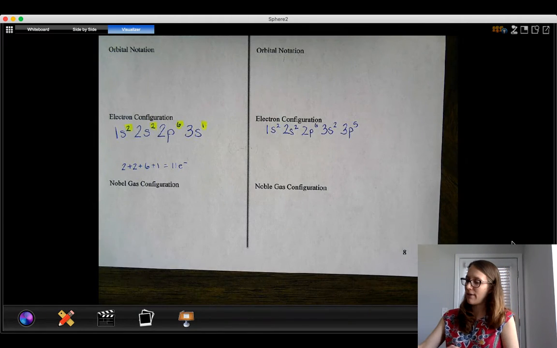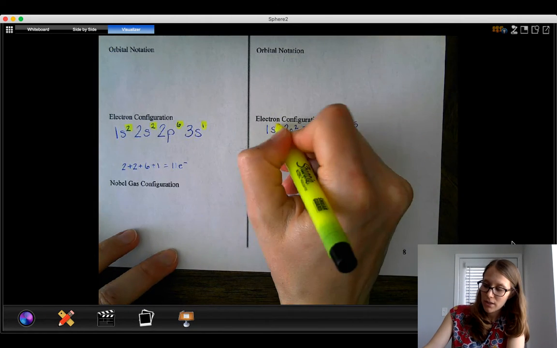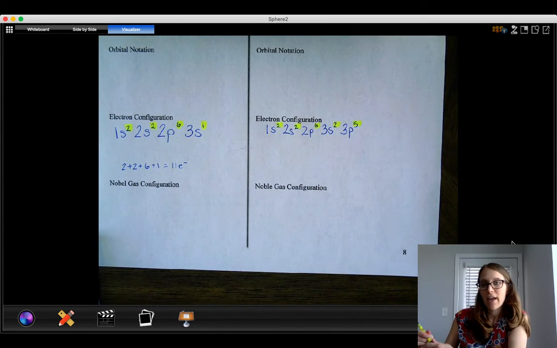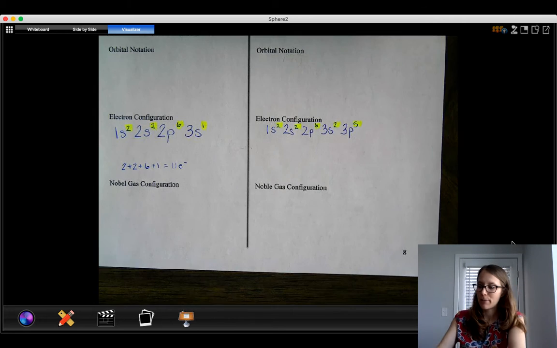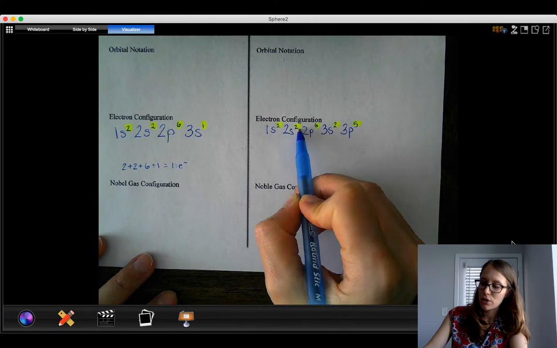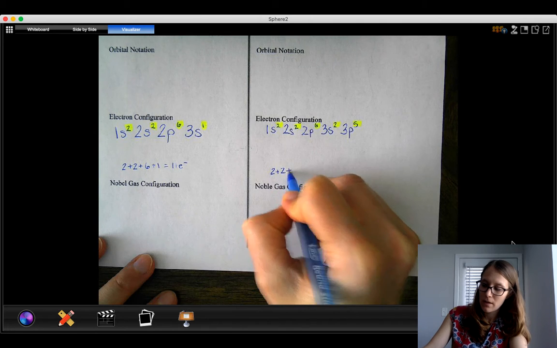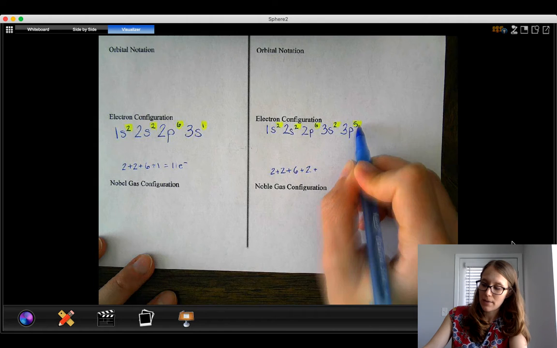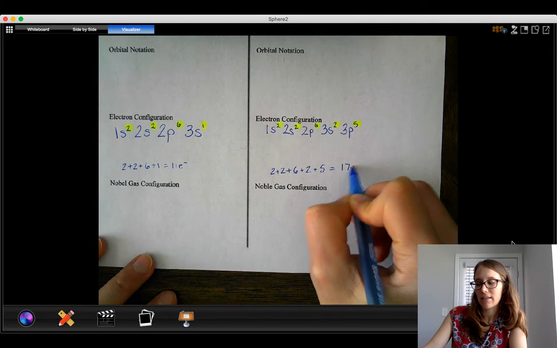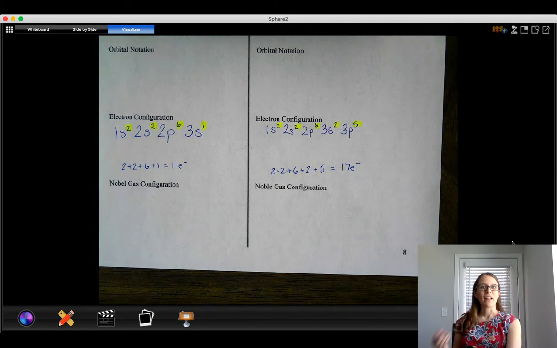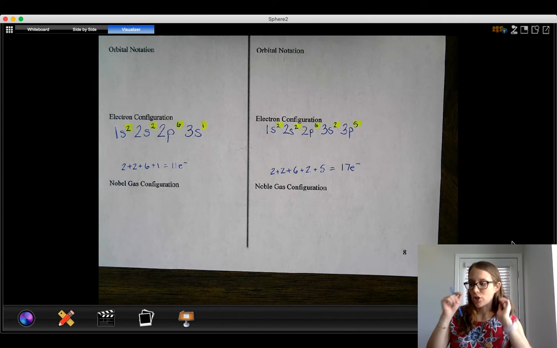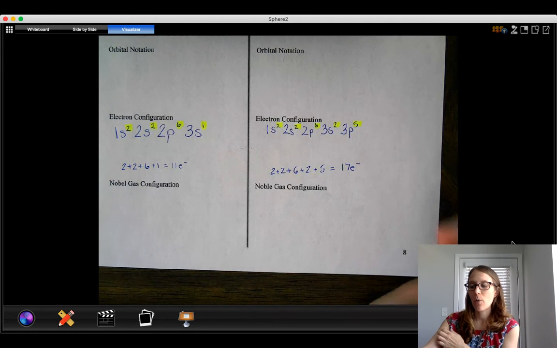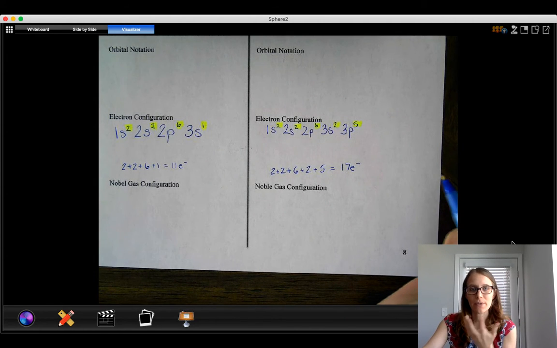Again, from here, if we look, we said 2 electrons live here, and 2, and 6, and 2, and 5. So we've identified all these different electrons being in different places. And so 2 plus 2 is 4, plus 6 is 10, plus 2 is 12, and plus 5 would get us 17. And that's exactly how many electrons we said that chlorine has, 17 electrons total. So these electron configurations, again, are a way of identifying where these electrons live, so to speak.